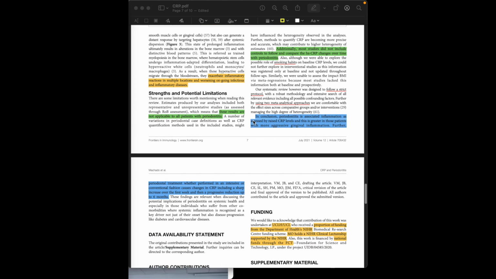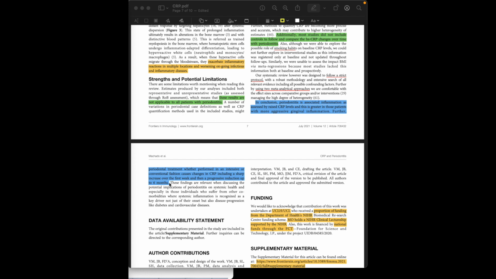And in conclusion, they stated that everything that they were trying to prove was correct. That periodontitis is associated with raised CRP levels, and it was especially greater in patients with more aggressive gingival inflammation, or periodontitis actually. Let's see. Further periodontal treatment, whether performed in an intensive or conventional fashion, makes changes in CRP, including a sharp increase over the first week and then a progressive reduction up to 6 months. We saw this, they demonstrated this with a graph.